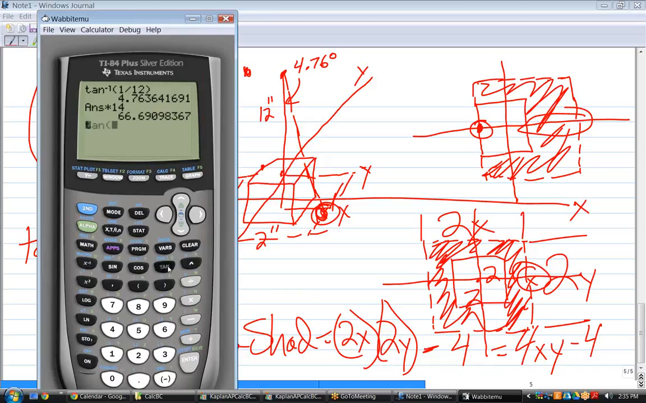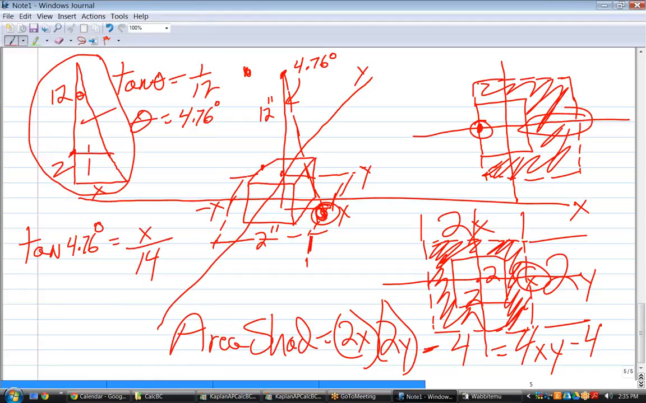Well, I didn't quite do that right. Tangent of 4.76 times 14. Yeah, I get 1.165. So this measurement right here is 1.165. Or down here, the x-coordinate is 1.165 on the lower right.